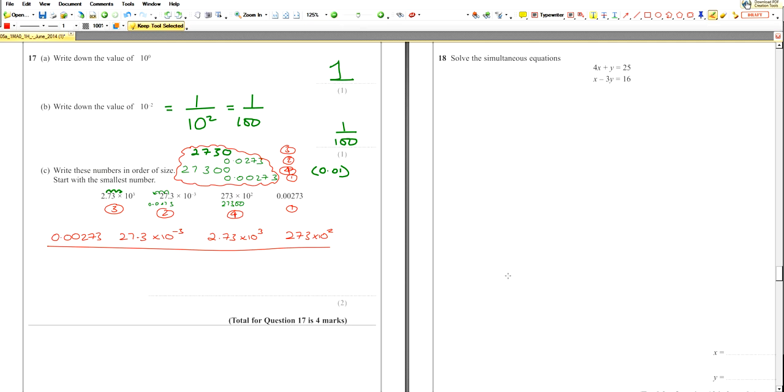Okay, right. Now the next question, question number 18. Solve the simultaneous equation. Who's feeling up for this? Mr. Saab, you do it for homework. Done? Good. Okay, what was your answer? X equals 7 and Y equals minus 3. Right. Lovely.